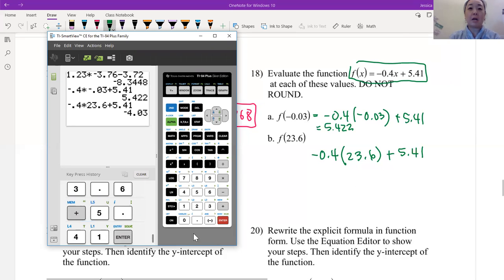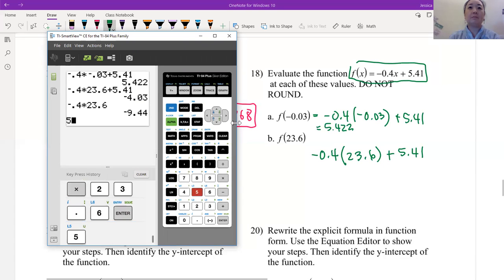Honestly, if you have one of those calculators that doesn't type it out for you like this, what I would do is this. Remember, multiplication goes first. So negative 0.4 times 23.6, and you just put equals, and you get negative 9.44, right? And what are we going to do with this? We're going to add 5.41 to it.